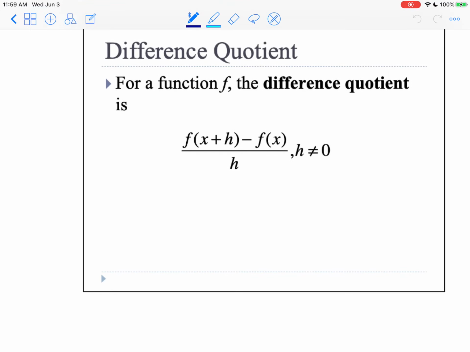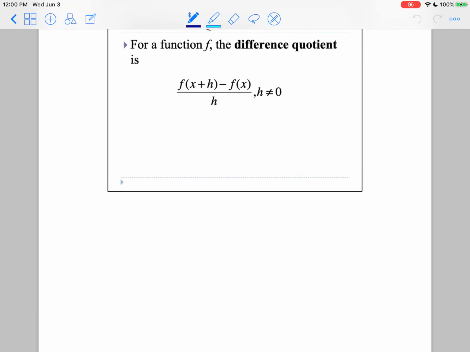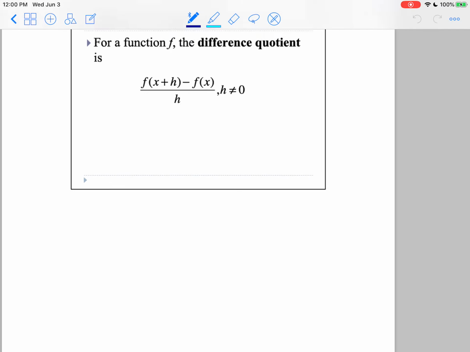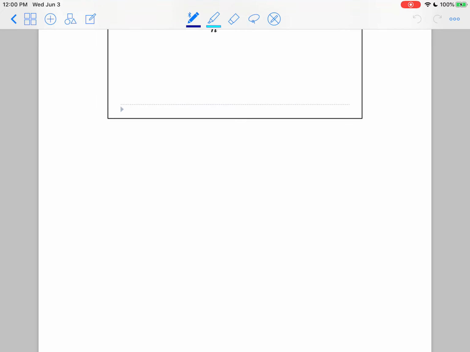I want you to know that the difference quotient looks scary, okay? It looks different, but it's just slope. It's just the equation for average rate of change. It's a change in y over change in x. So let me show you where this formula comes from.